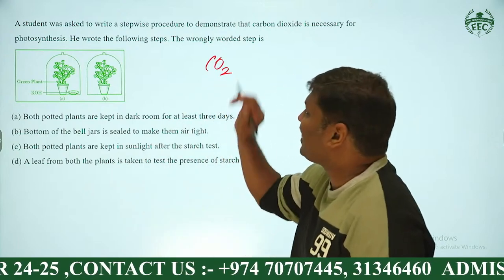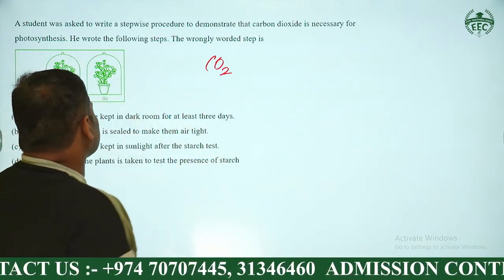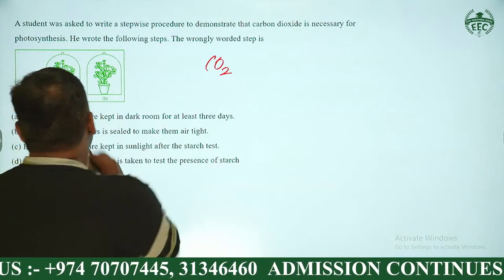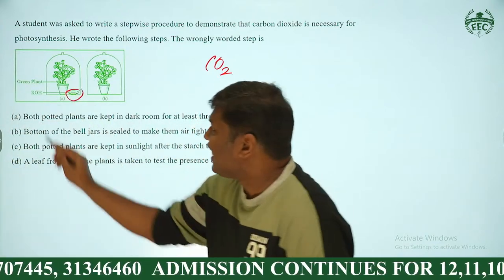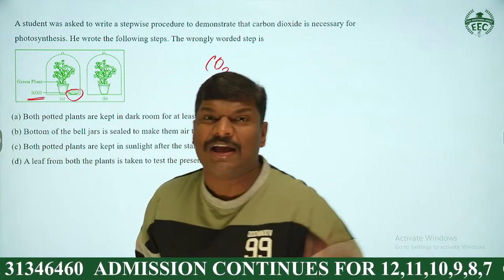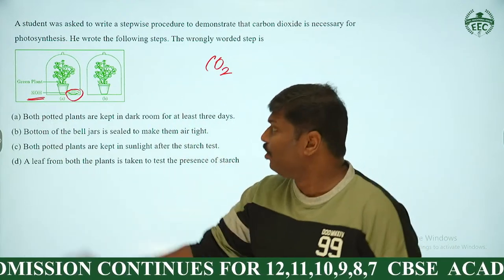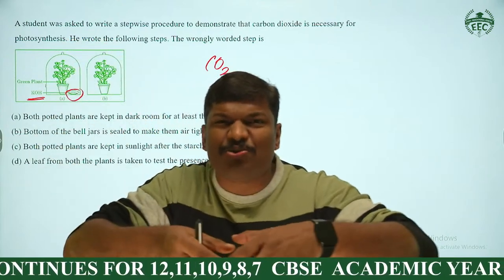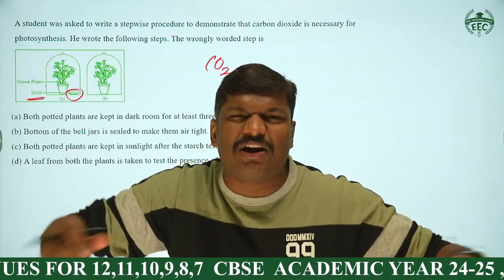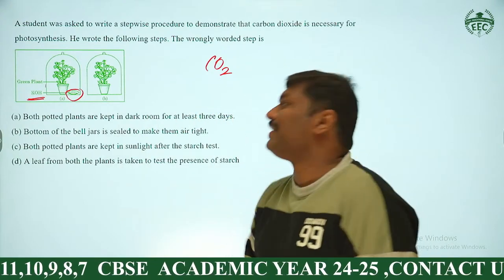So how can we prove that carbon dioxide is essential? Look at the board, my dear students. Two pictures are given. In A, they put a watch glass containing a chemical, KOH, potassium hydroxide. It is a bell jar sealed with Vaseline, a well-covered airtight container. And here, there is no KOH. So what is that activity?